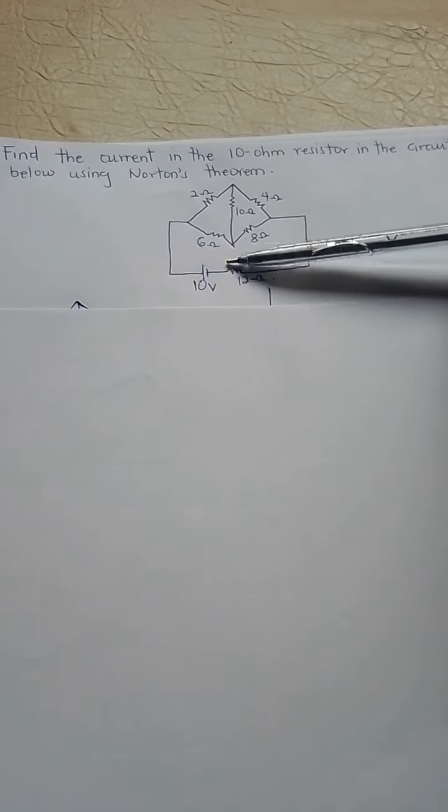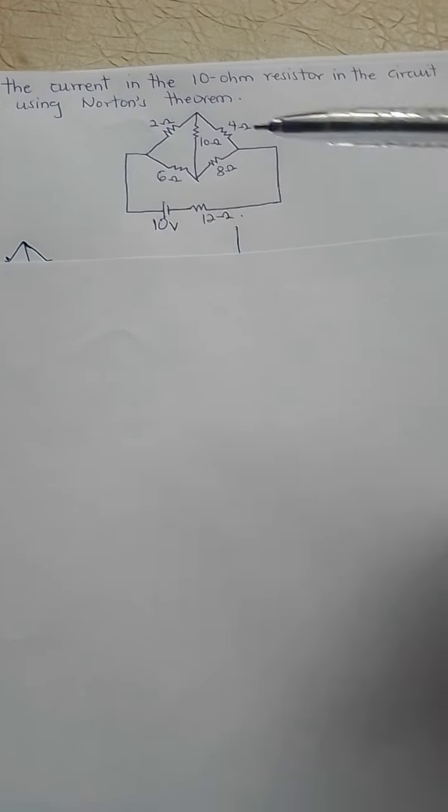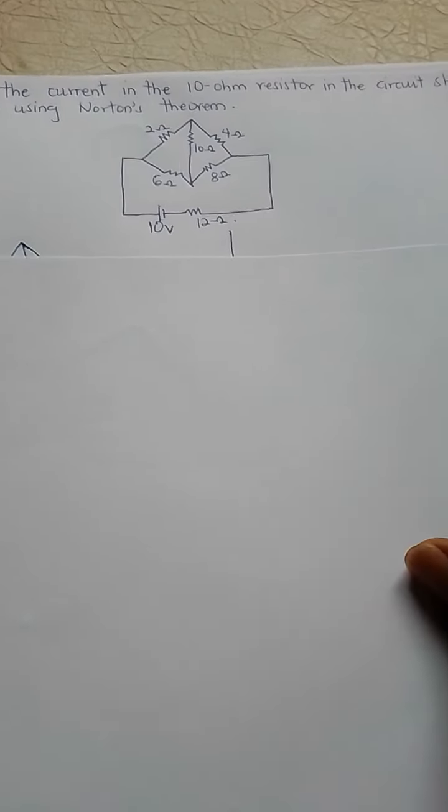For the Norton current, we are going to replace the 10 ohm resistor, the one in which we want to find the current, with a short circuit, and that short circuit carries the Norton current IN. After that we find the Norton resistance across the open circuit where the resistor you want to find the current through is. So let's start by replacing the 10 ohm resistor with the Norton current IN.